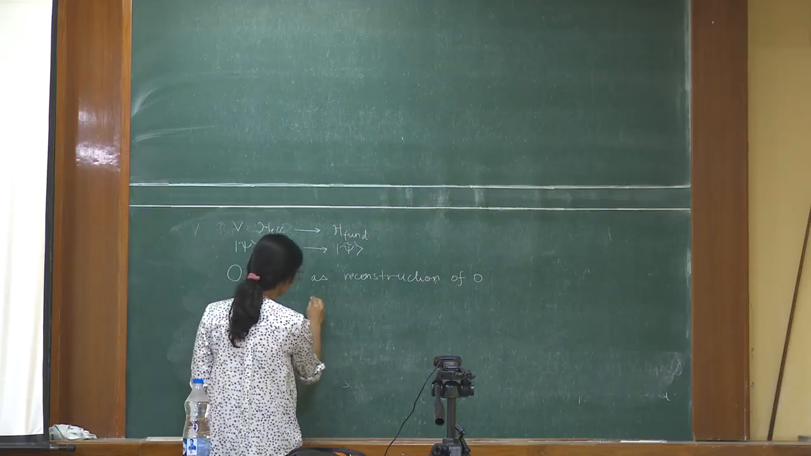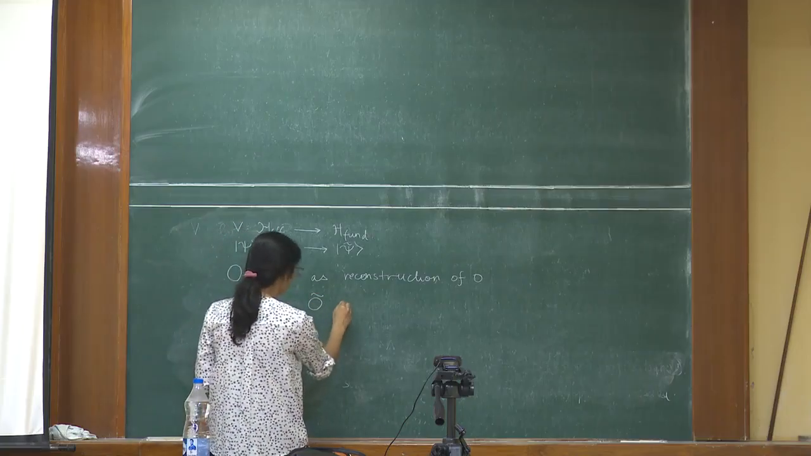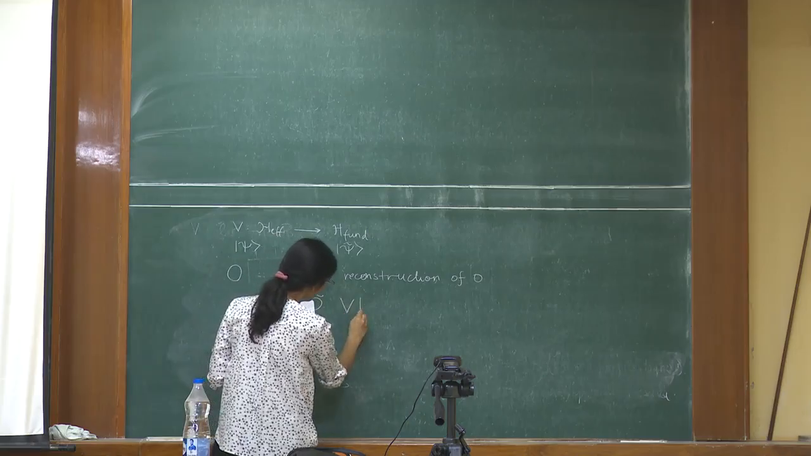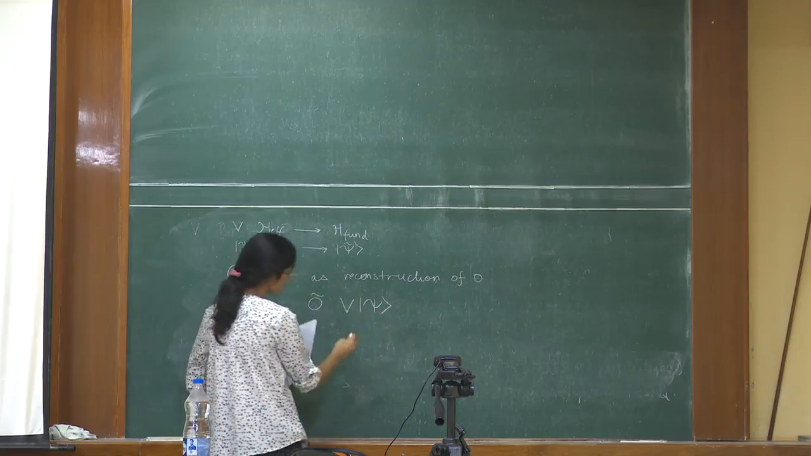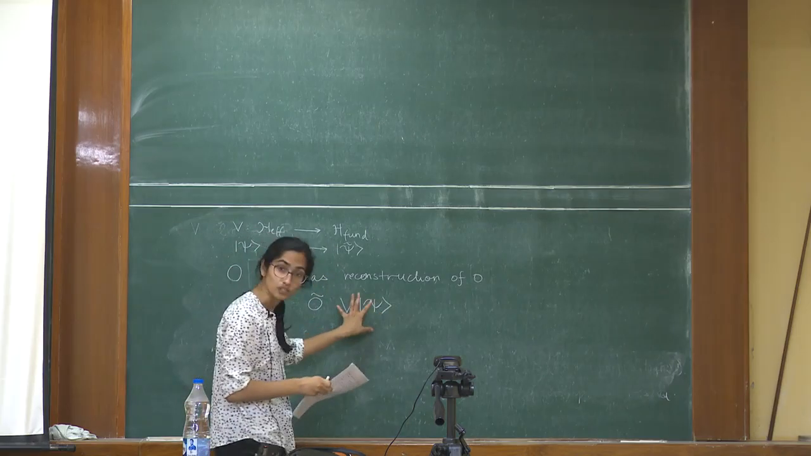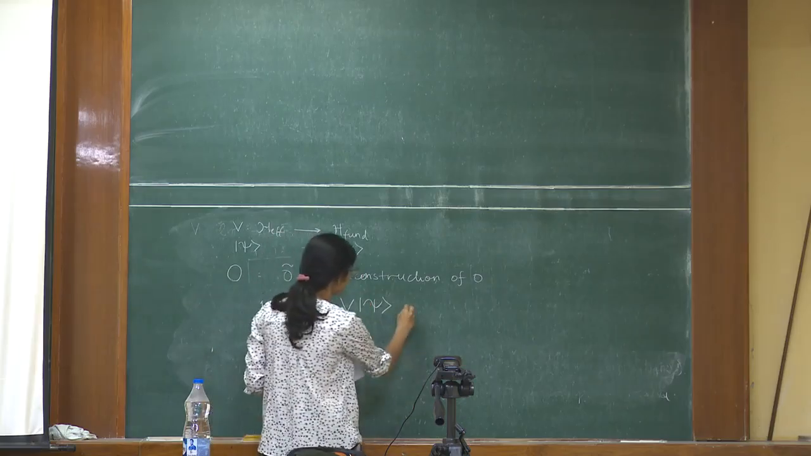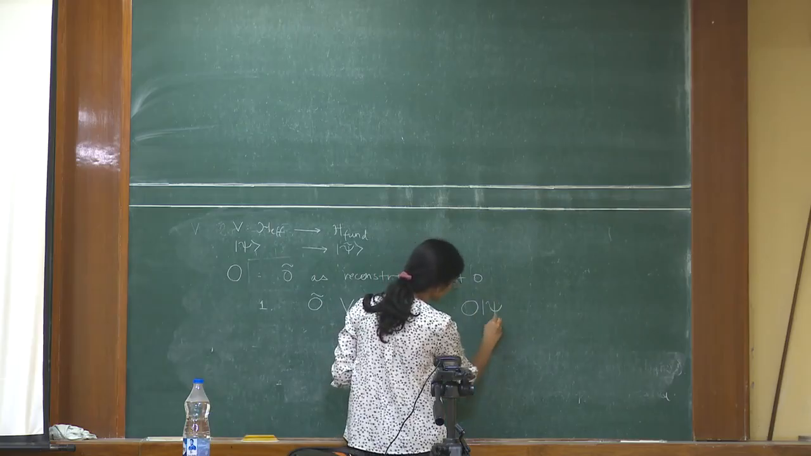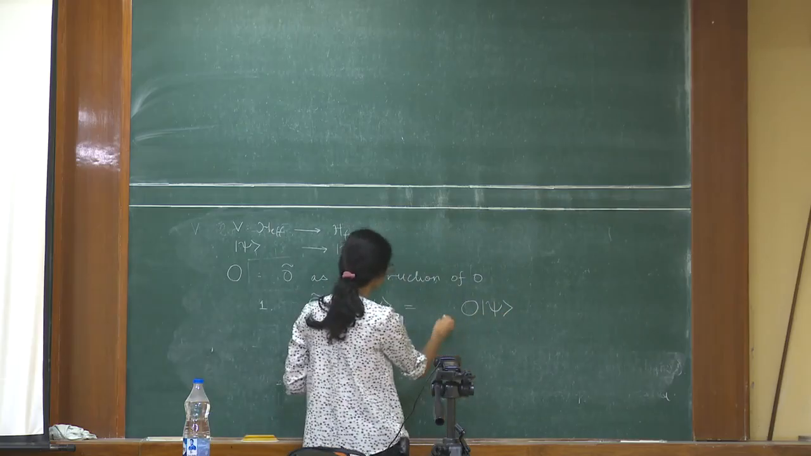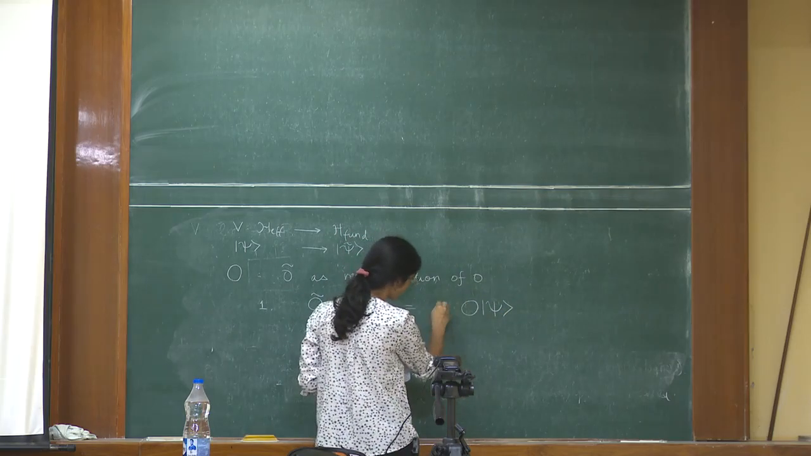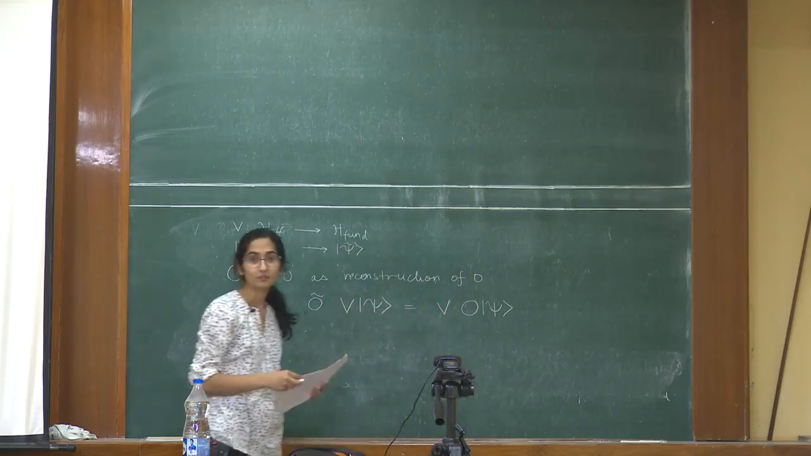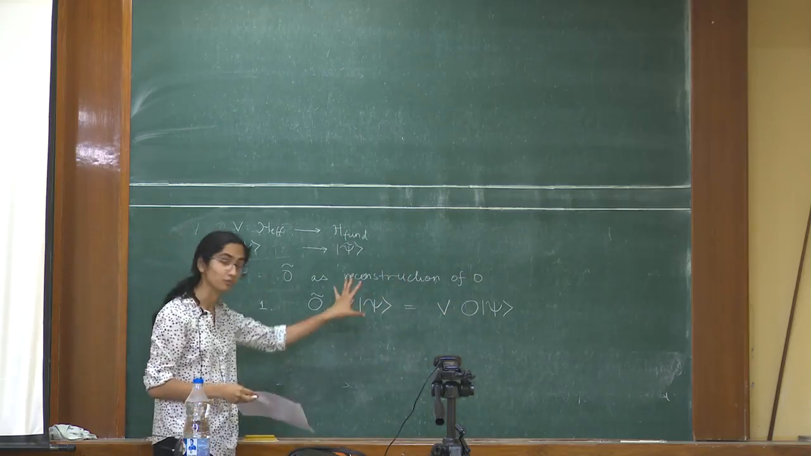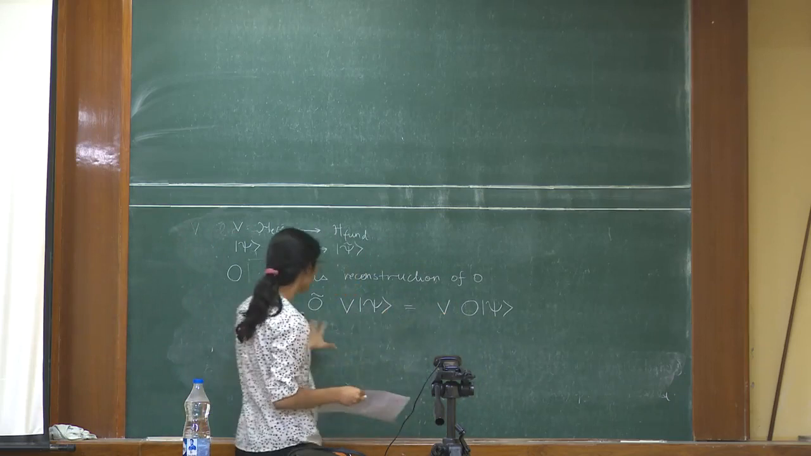So O tilde acting on the state V psi, so the state psi sent to the boundary description, should be the same as if you were to act on psi with O in the bulk description and then send the resulting state to the boundary.